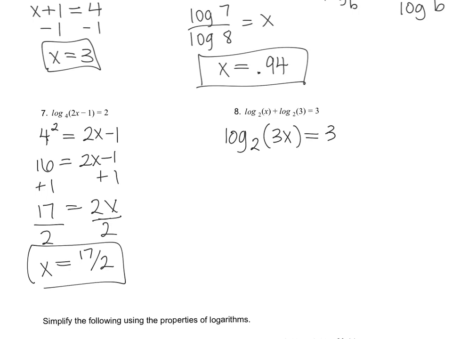So now I convert to exponential form, and we get 2 to the 3rd equals 3x. 2 cubed is 8, so we get 8 equals 3x. Then we're going to divide both sides by 3, and we get x equals 8/3.